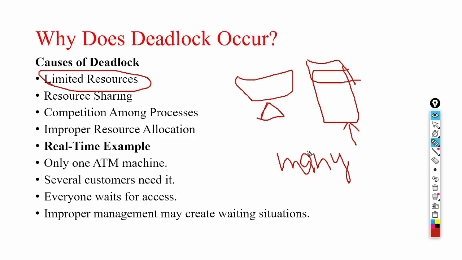Then all processes compete for the same resource. These processes all want the same resource. What is that resource? That is the printer. If resources are allocated improperly, a waiting situation can occur. Eventually, the processes may start waiting for each other. When the waiting becomes circular, the deadlock will occur.